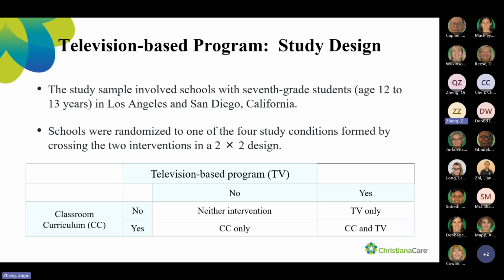Schools were randomized to one of the 4 study conditions formed by crossing the 2 interventions in a 2x2 design. We have the classroom curriculum for tobacco cessation, and also we have the television-based program. And then we have 4 different scenarios: no intervention at all, just 1 intervention, either the television or classroom learning, or both.